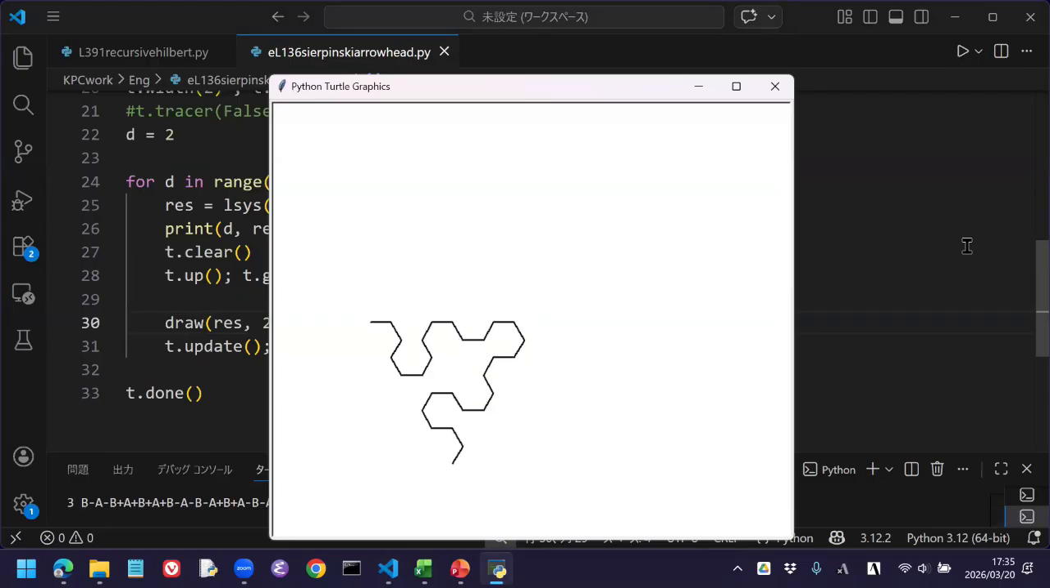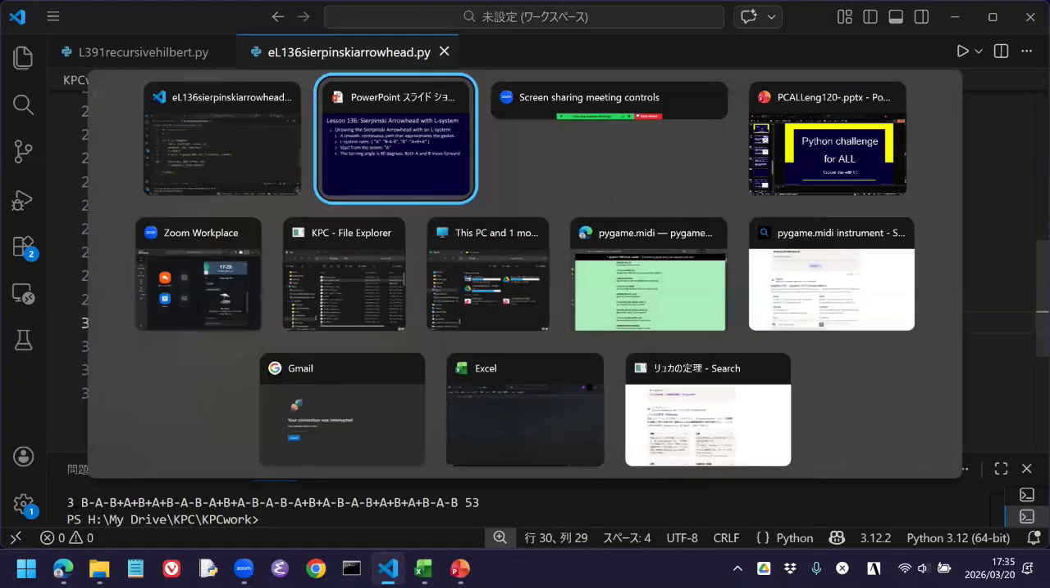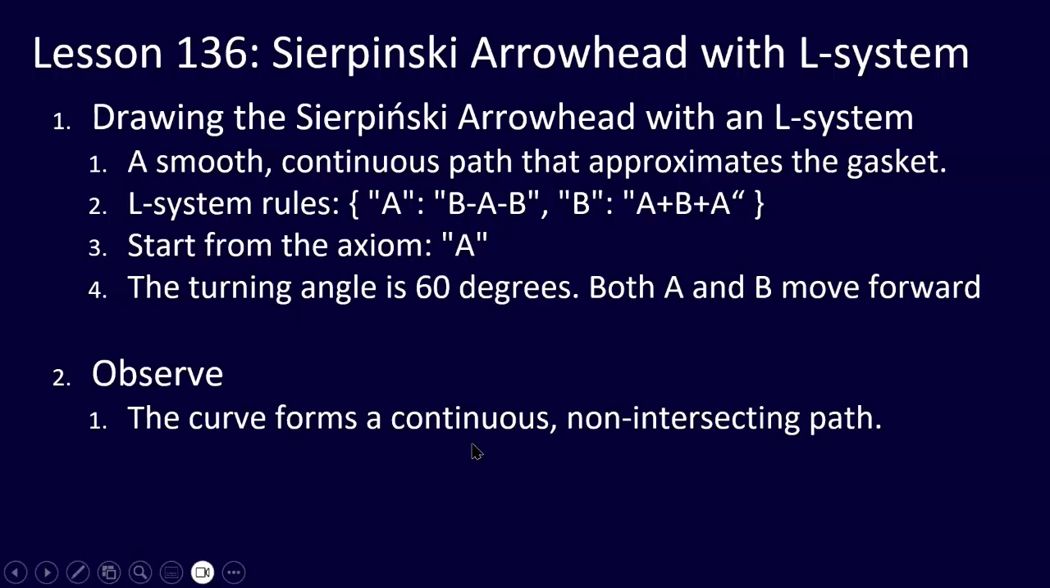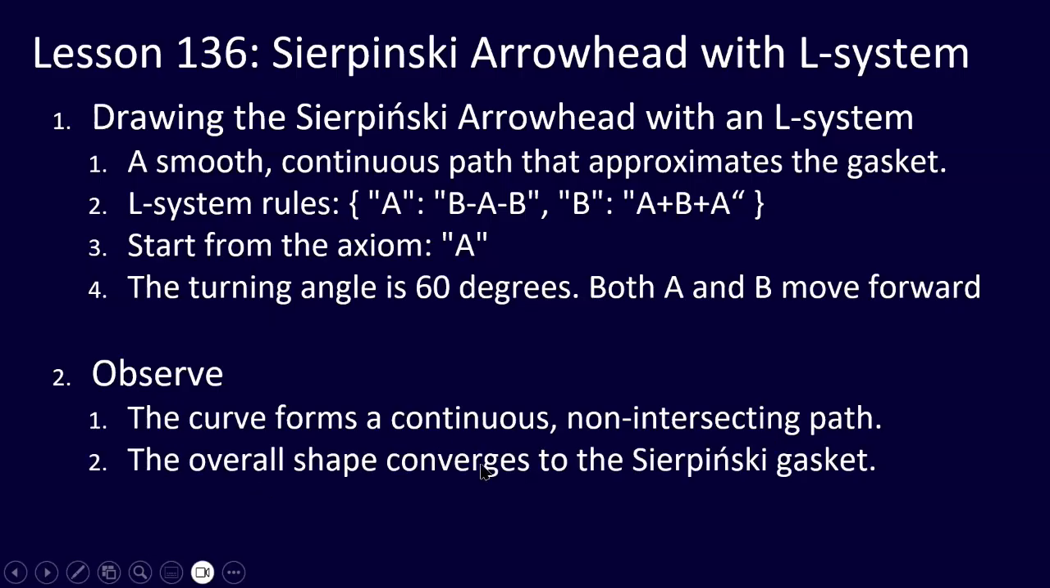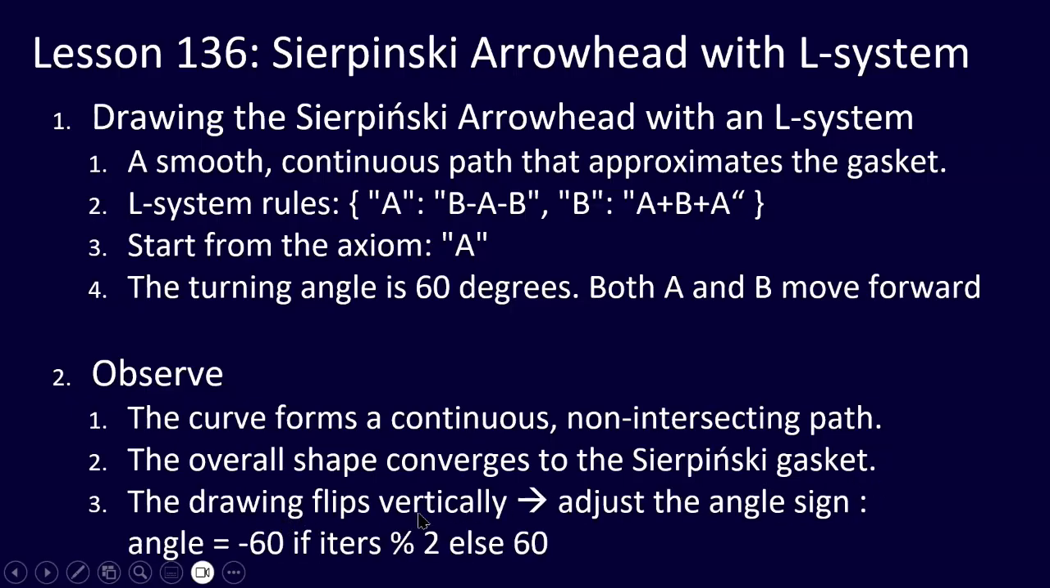You see, it's not becoming a triangle. It's strange. The curve forms a continuous, non-intersecting path. But the point is, it's becoming like a Sierpinski gasket. If we give a bigger D, maybe it's good. But the problem is the drawing flips vertically. Sometimes it appears on the upper side and sometimes on the down side.